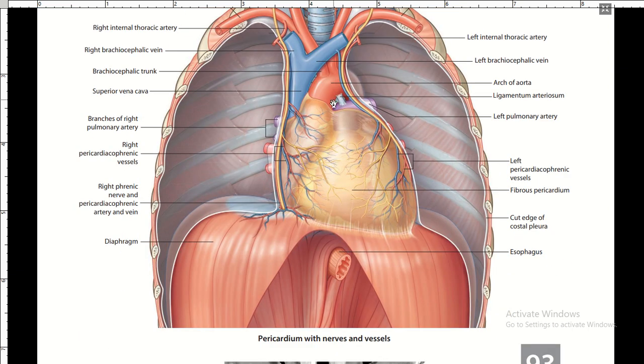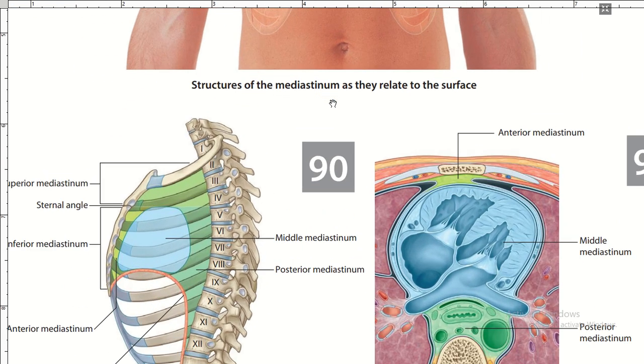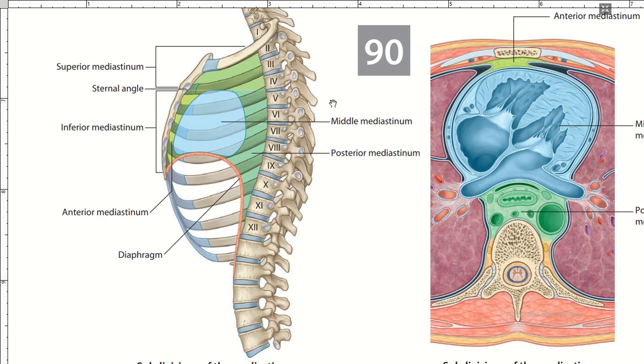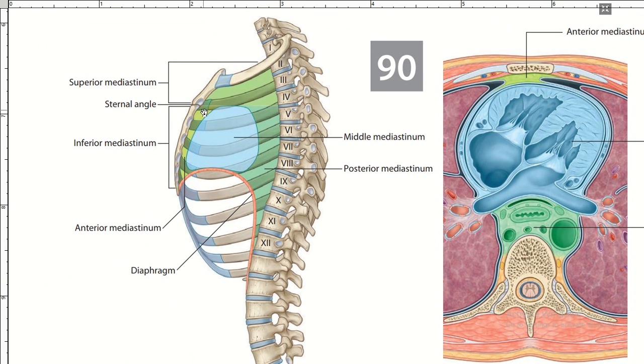Now let us go to the inferior mediastinum. From here you can clearly appreciate all the demarcations of the mediastinum. This portion is your superior mediastinum, and below the sternal angle you're going to have your inferior mediastinum. Your inferior mediastinum is going to be divided into three. And it is the heart, which is within the inferior mediastinum, that will divide it. So you have to take note of this.